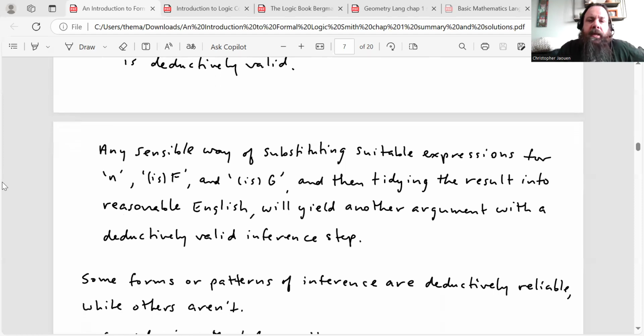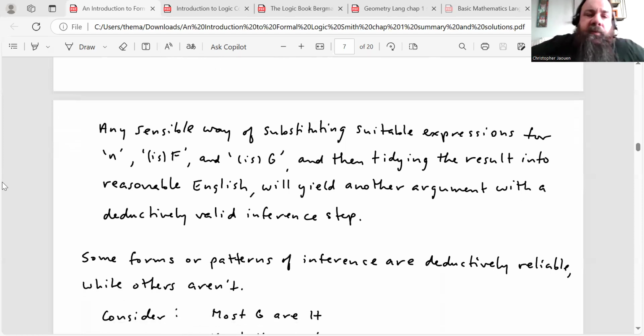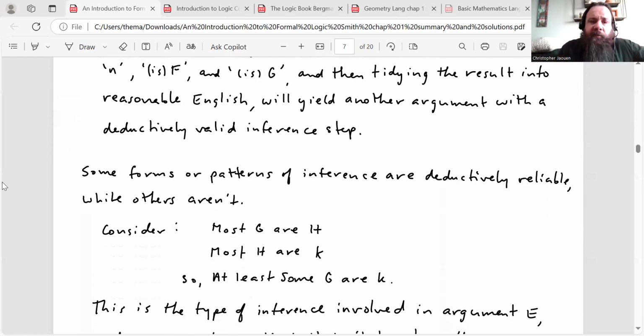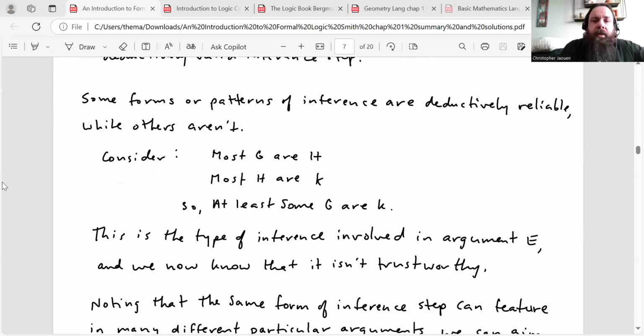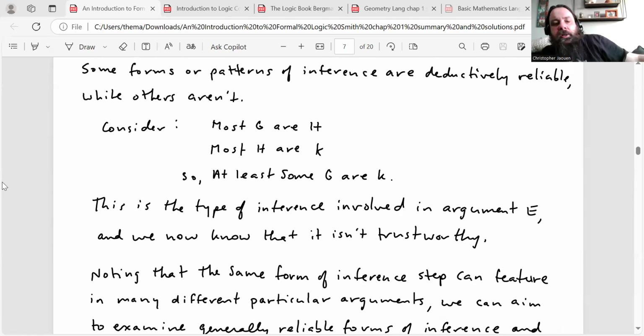Any sensible way of substituting suitable expressions for N, is F, and is G, and then tidying the result into reasonable English will yield another argument with a deductively valid inference step. So what's important for the logician is the structure. Some forms or patterns of inference are deductively reliable while others aren't. So consider most G are H, most H are K, so at least some G are K. This is the type of inference involved in argument E, and we now know that it isn't trustworthy.